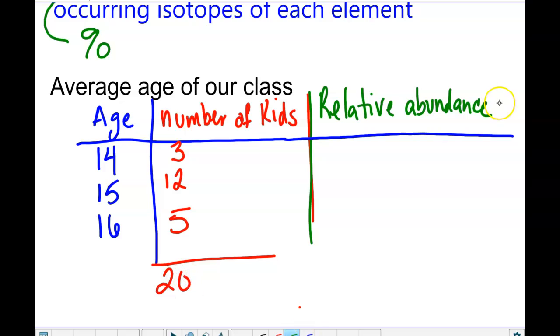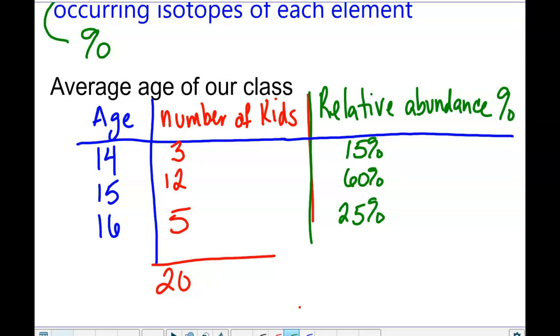Relative abundance is always going to be a percentage. So right now, figure out what percentage of our class are 14, what percentage of our class are 15, and what percentage of our class are 16 years old. Go ahead and pause the video while you do that work. All right, and so we're back. So you should have gotten 15%, 60%, and 25%.